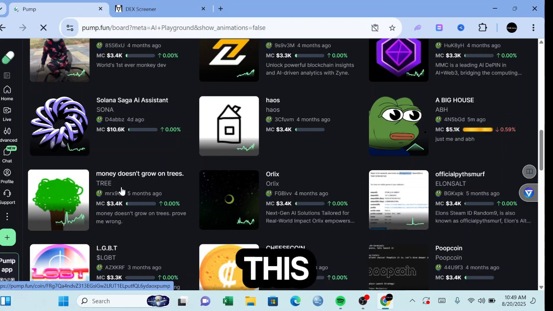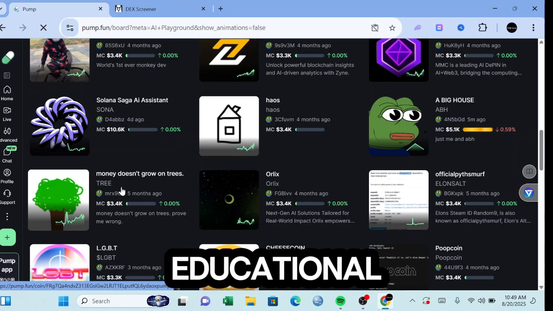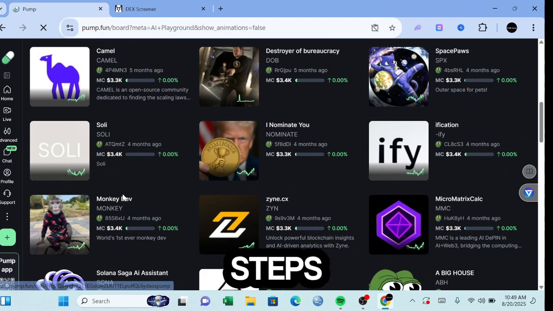So, guys, this is how you can create a coin. Very easy. This is for educational purposes, and you can follow the steps that I've shown you. If you do this, you become successful.